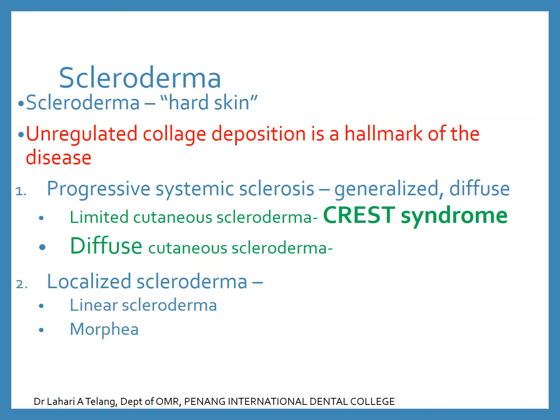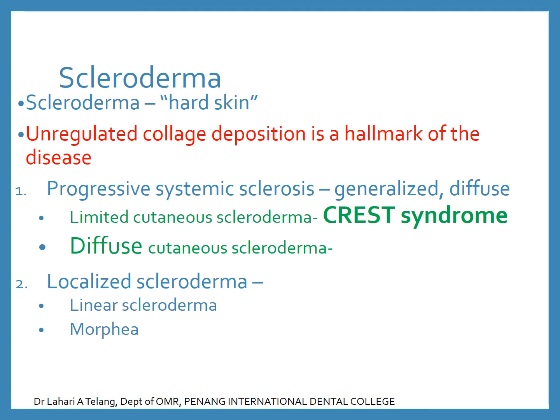Let's look at scleroderma. From the name itself, you can understand that scleroderma means hard skin. This is a dermatological disorder where there is unregulated collagen deposition, which is the hallmark of the disease. There are varieties of scleroderma. The first one is progressive systemic sclerosis, where there is generalized diffuse deposition of collagen. It could be limited cutaneous scleroderma, which is called CREST syndrome, or it could be diffuse cutaneous scleroderma.